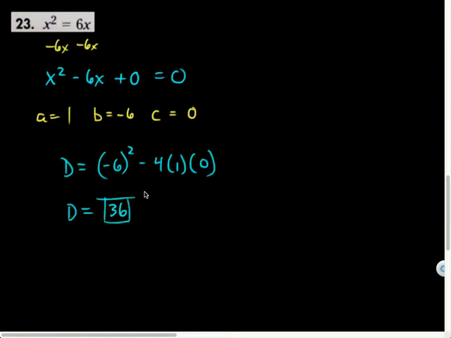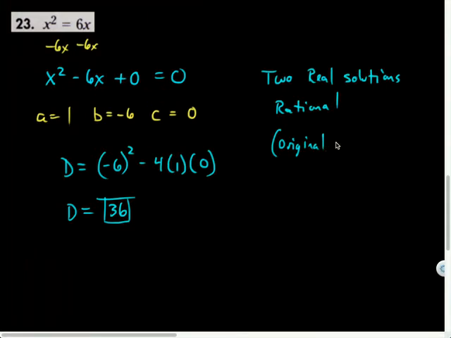So what does that tell me? That you're going to have 2 real solutions and they are rational, right? And actually even more so, because this is a perfect square, I also know that the original problem is factorable. Your book isn't necessarily interested in that fact, but I still find it to be valid and interesting nonetheless.